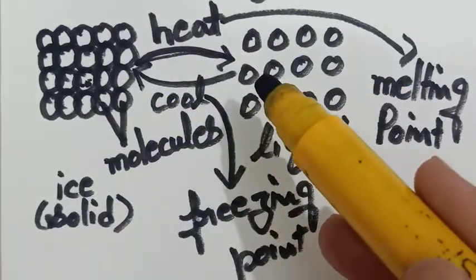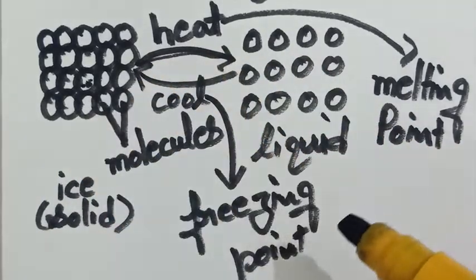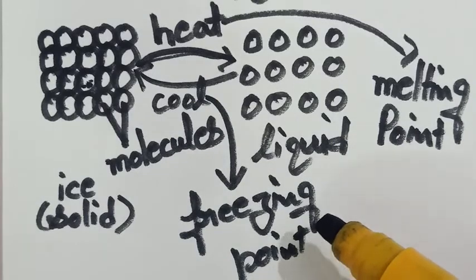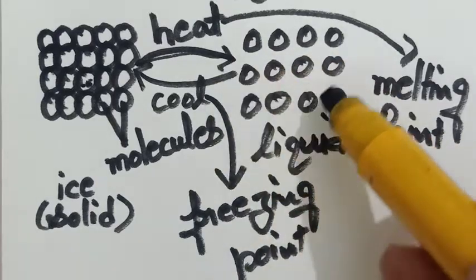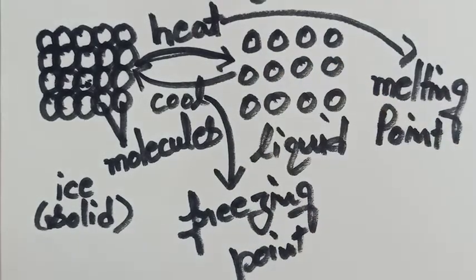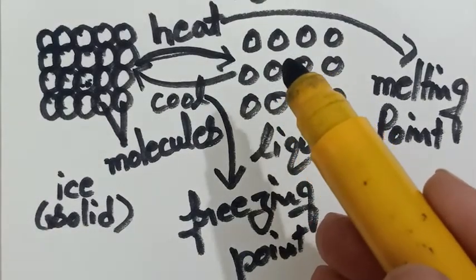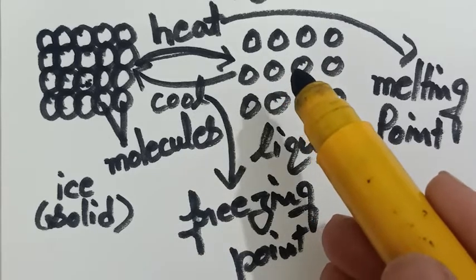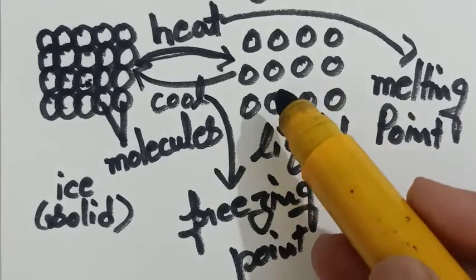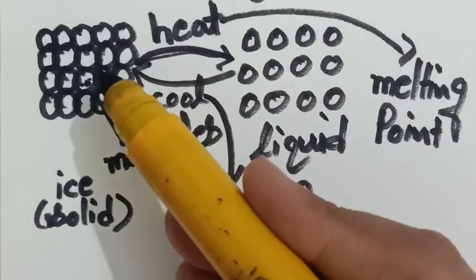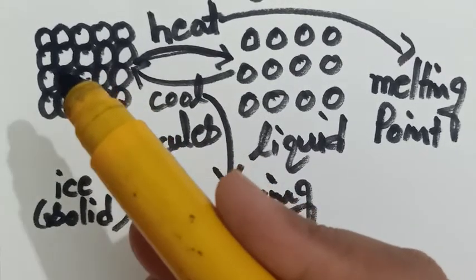The process is known as freezing, and the temperature at which this liquid changes into solid is known as freezing point. When a liquid is cooled, its molecules, which are loosely packed, lose energy and move nearer to each other. As a result, the intermolecular force increases and thus a liquid solidifies, which is known as freezing.